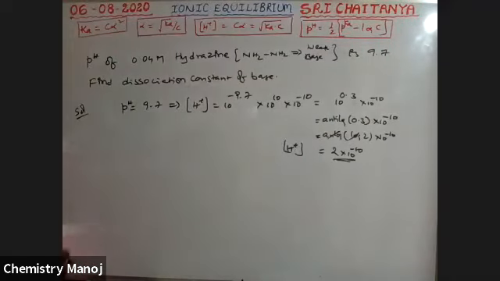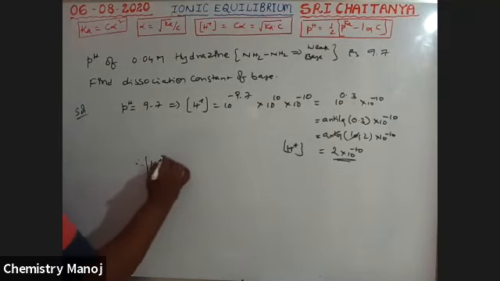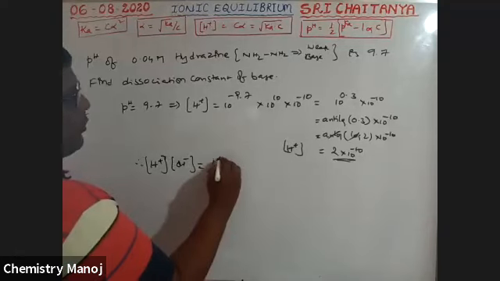But because it is a base, you should use OH minus concentration. Therefore, H plus concentration into OH minus concentration is equal to 10 power minus 14.